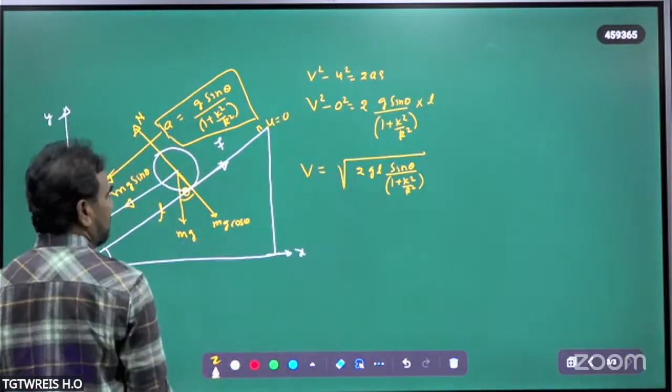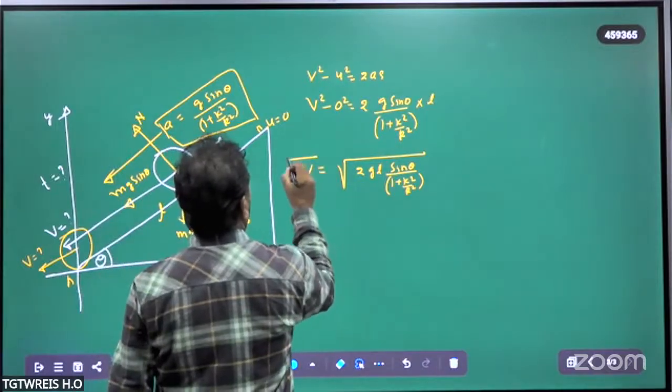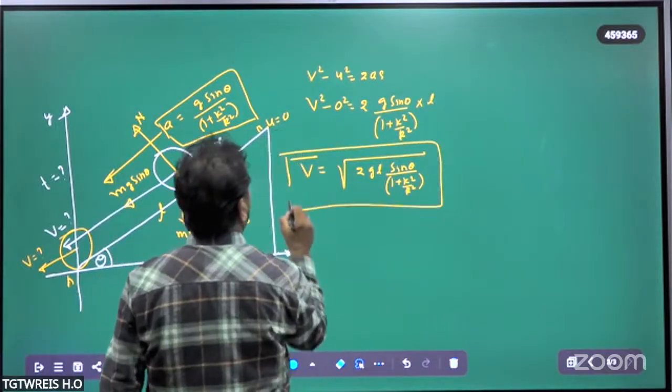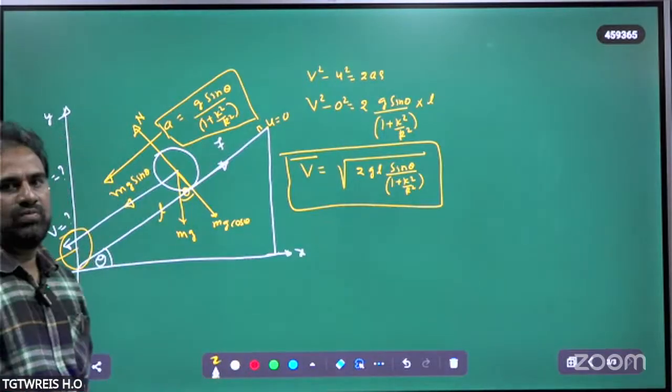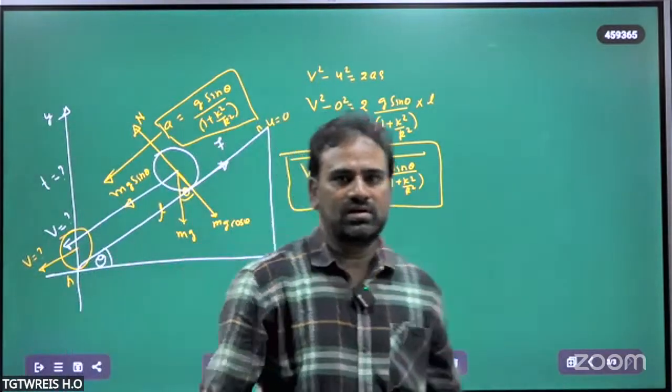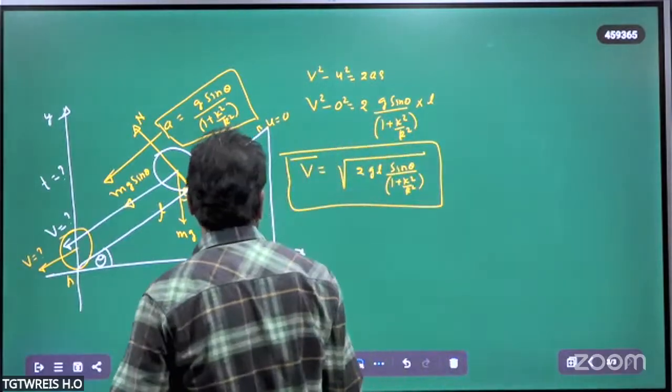Okay, with this velocity the body would reach the bottom, equal to root over 2gl sin theta upon 1 plus k square upon r square. Okay, how much time will it take?